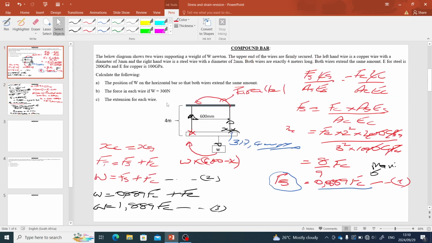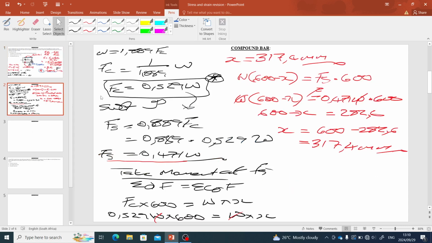Now, the second question, they are saying determine the force in each wire if W equals to 300. That one, it is easy in solving it. We've already managed to establish that our FC, it is this. Then our Fs, it is this. Now we are told that W is 300. Now in determining the force, it will be Fc equals to 0,529 multiplied by 300. Then you get your force.